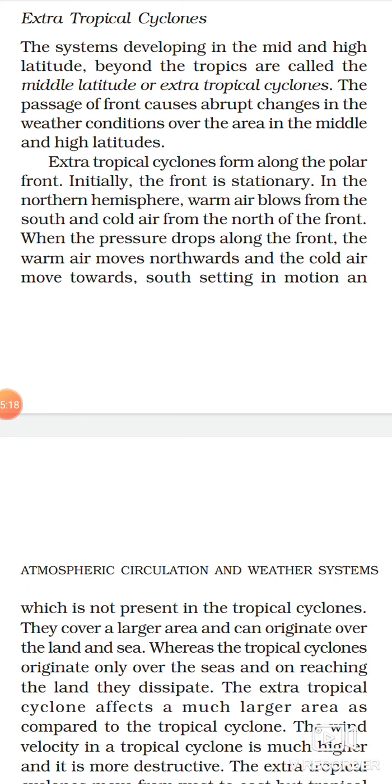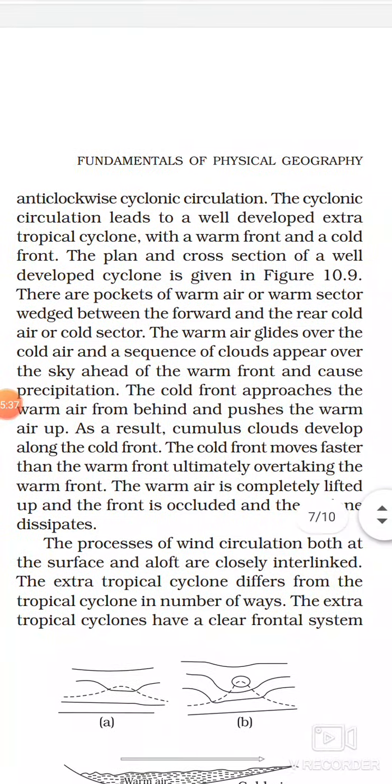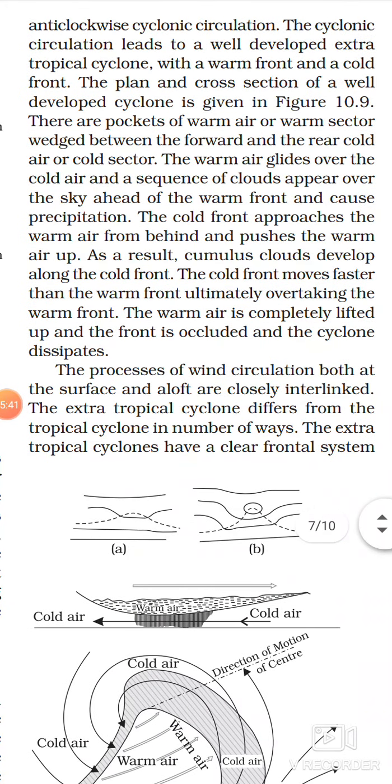In the northern hemisphere, the warm air blows from the south and cold air from the north of the front. When the pressure drops along the front, the warm air moves northwards and the cold air moves towards the south, setting up a motion of anti-clockwise cyclonic circulation. The cyclonic circulation leads to a well-developed extratropical cyclone with a warm front and cold front, in plan and cross section.